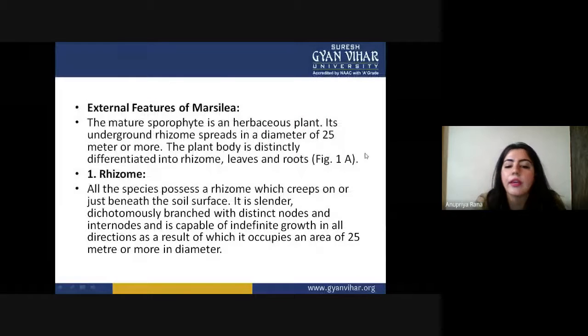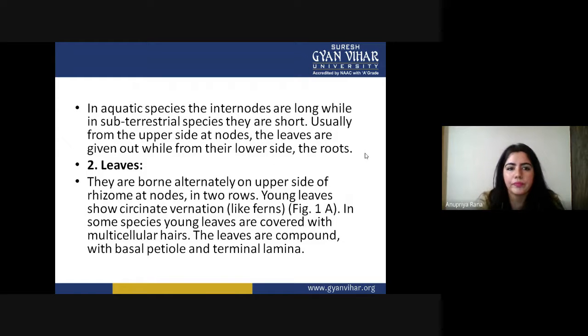So cylindrical and dichotomous branching means they can have this two-branch pattern inside them, and their nodes and internodes are capable of indefinite growth. Indefinite growth means they do not have a very limited growth pattern or a limited growth size. They can be in a very broad range, like 25 meters or more. In aquatic species, the internodes are long, while in subterrestrial species they are short. So in aquatic species the internodes will be very long in comparison to the subterrestrial species.